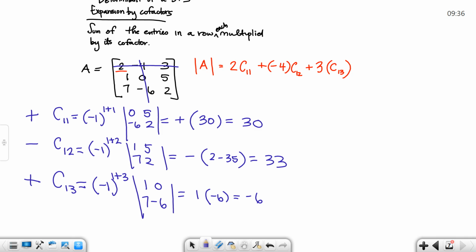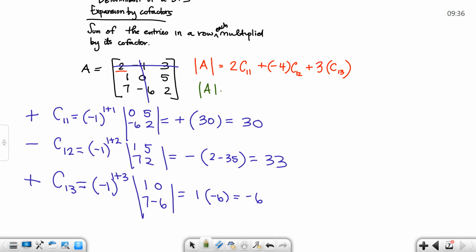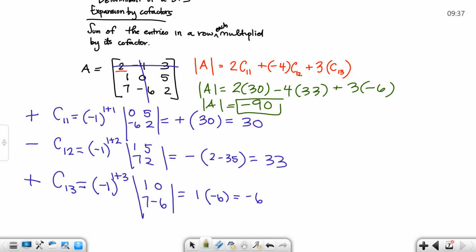So putting those in there, we're going to get that the determinant is 2 times 30 minus 4 times 33 plus 3 times negative 6. You should get negative 90. That's what I had. Great. And that's your determinant.